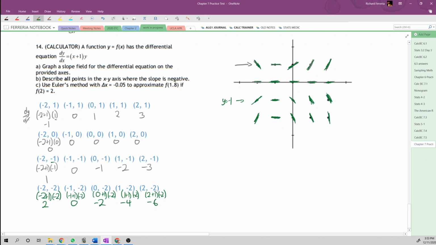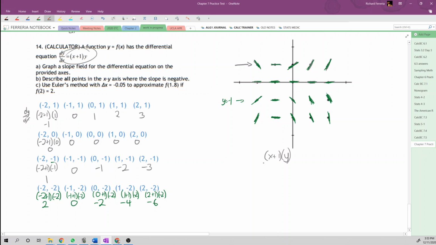Letter B says to describe all the points in the xy-plane where the slope is negative. So this is a product. (x + 1) multiplied by y, that's a product. And a product of two numbers is negative if one of the two numbers is positive and one of the two numbers is negative.